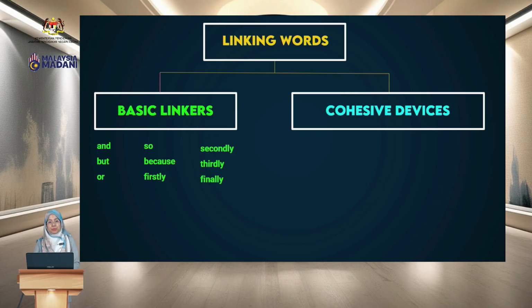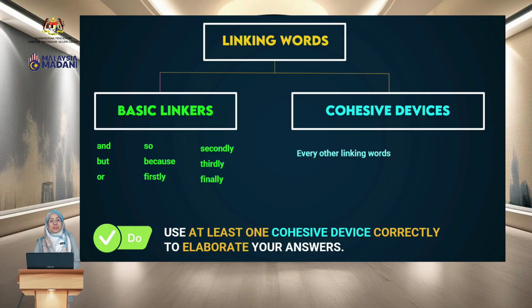What about the next one? It is called cohesive devices. So what are cohesive devices? They are every other linking word other than the basic linkers. So what you should do is use at least one cohesive device correctly to elaborate your answer. This is important in SCM.